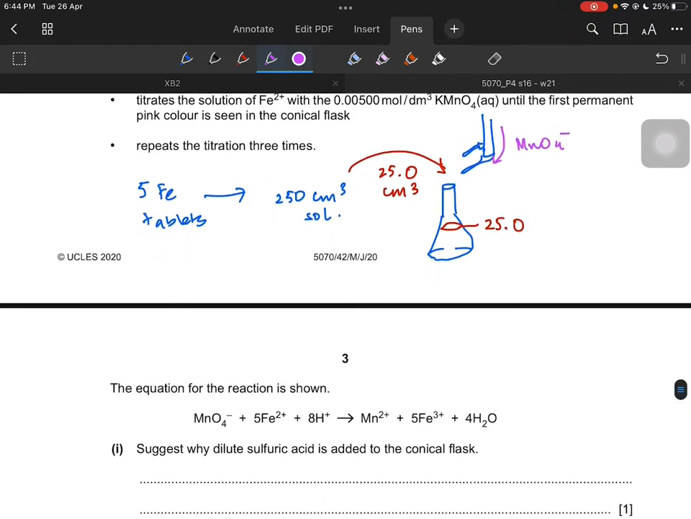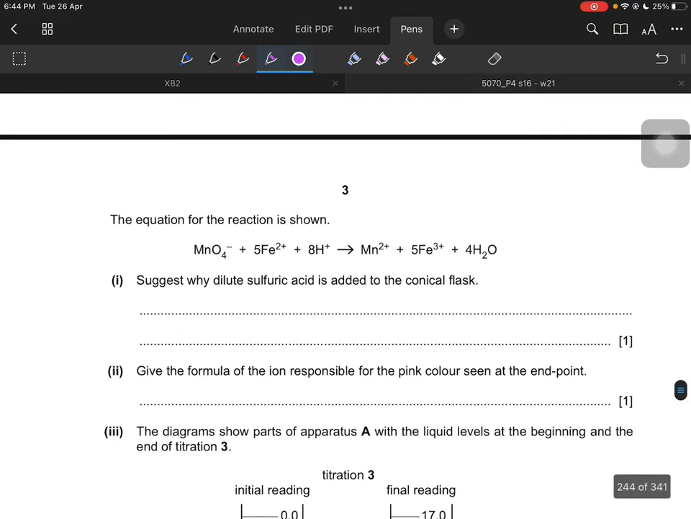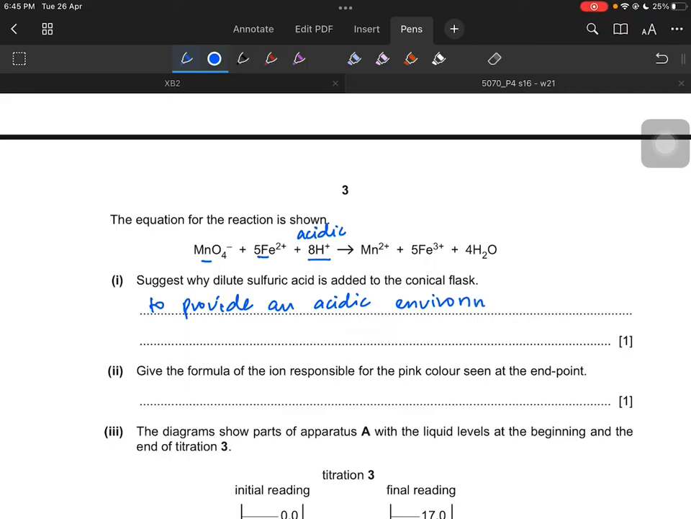Now let's see what the question says further. The equation for the reaction is shown. Suggest why dilute sulfuric acid is added to the conical flask. If you look at the question, you can see iron and manganate, which are both reactants, and an acidic environment is needed. So to provide an acidic environment for the reaction, because the reaction happens in an acidic environment where H+ ions are needed, and H+ ions can be provided by the sulfuric acid.